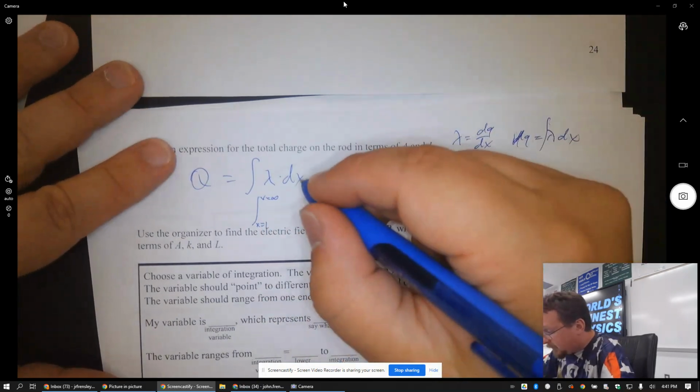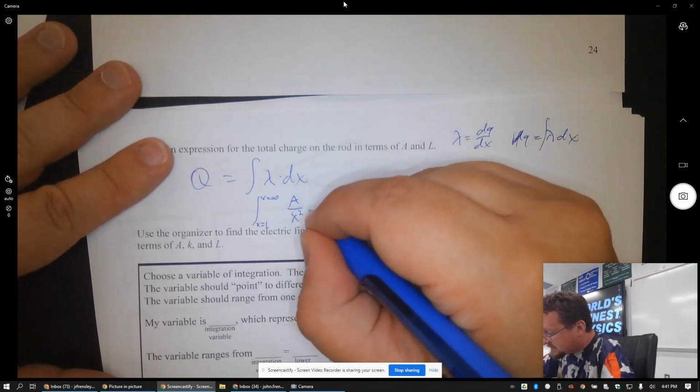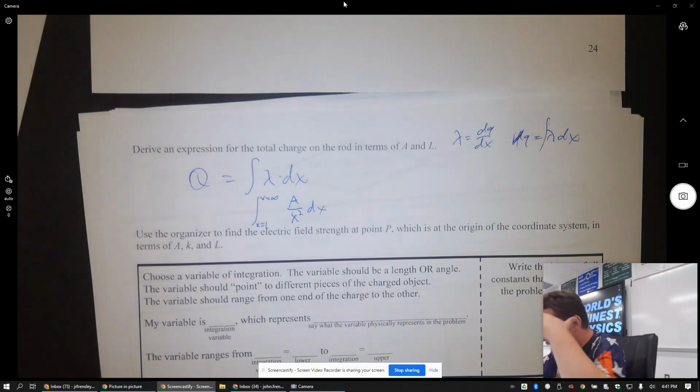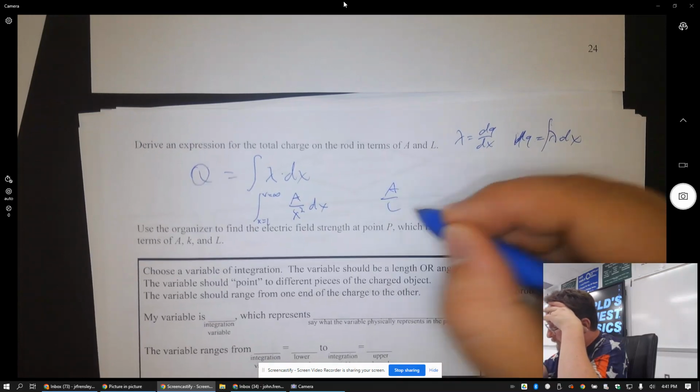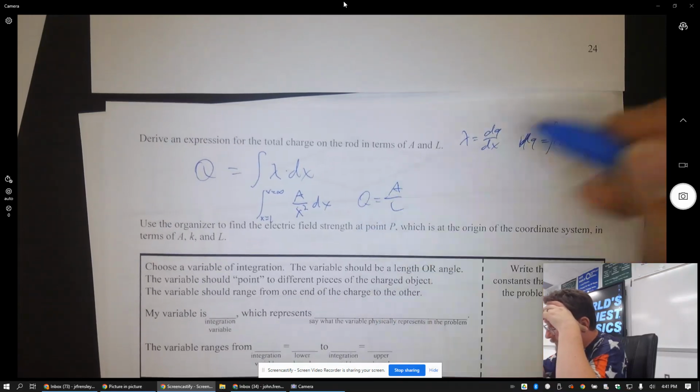Then I'm walking them through this. It's probably the first time they've done this with charge, at least. They've done it with mass and center of mass before. So you get whatever you get, right? I think it just winds up A over L or something like that, right? That winds up being the Q.